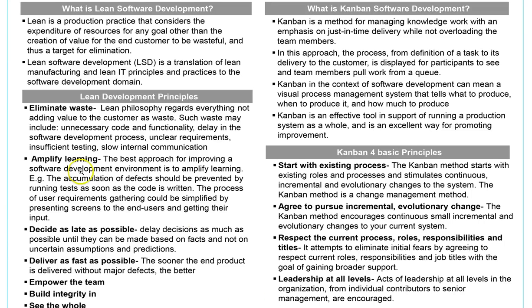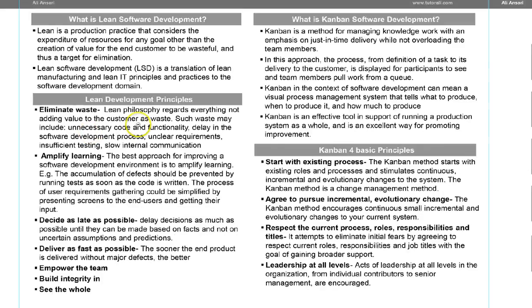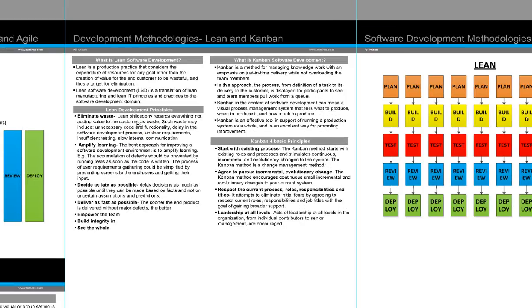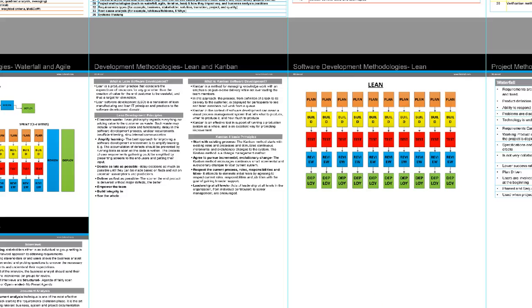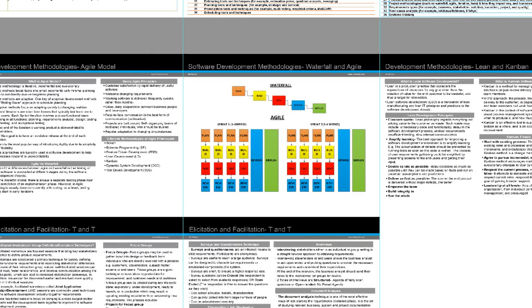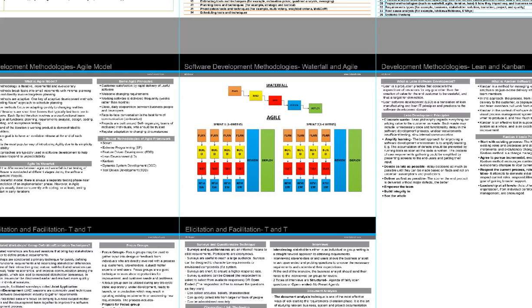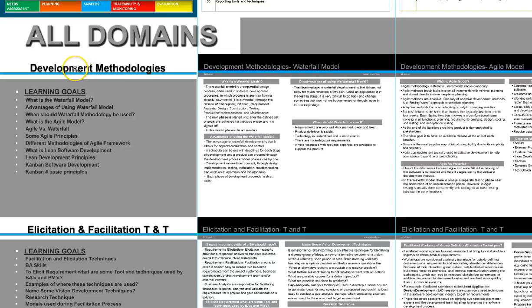Okay, so this ends all the 4 software development methodologies that we had, starting with Waterfall, Agile, Lean, and Kanban. So the next tool and technique we will be covering is elicitation and facilitation tools and techniques from all the domains.